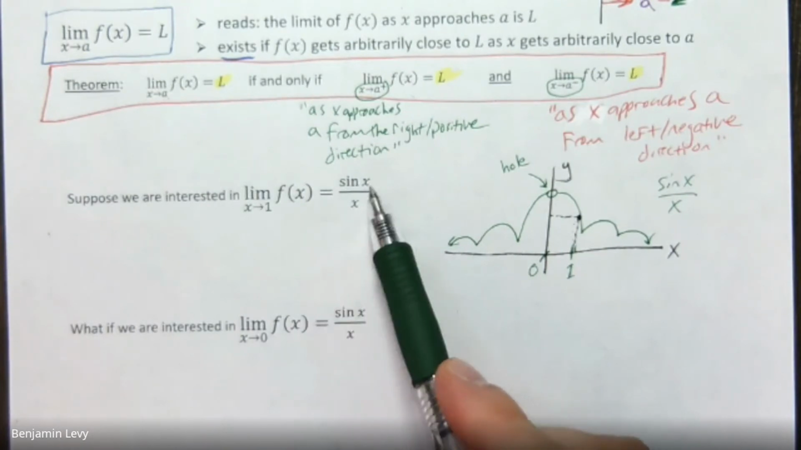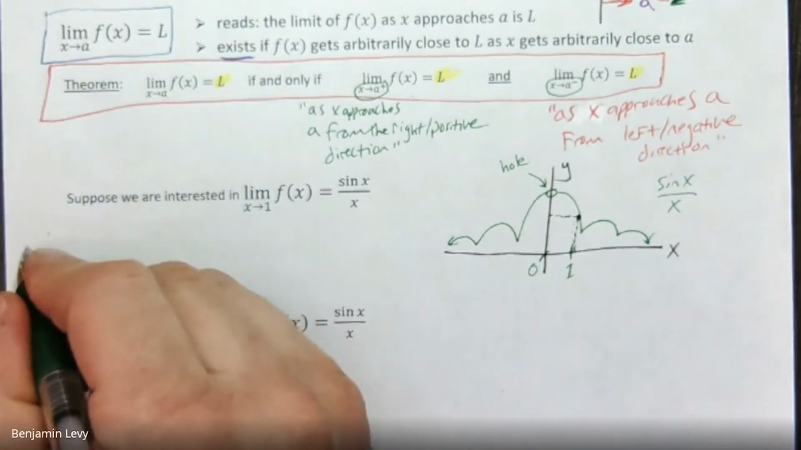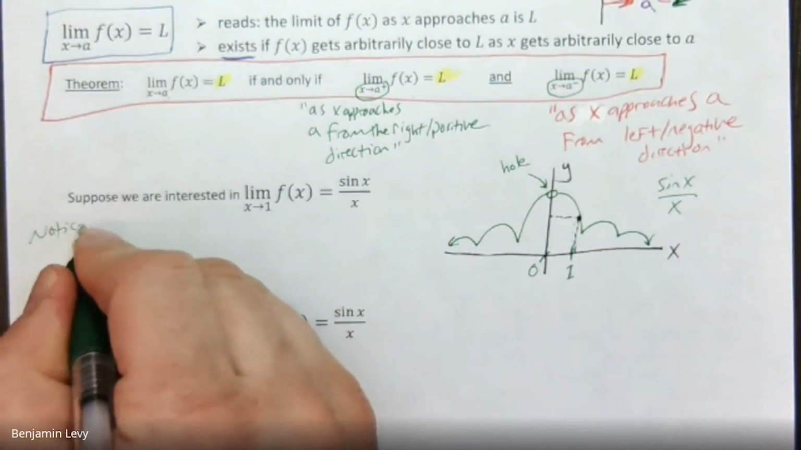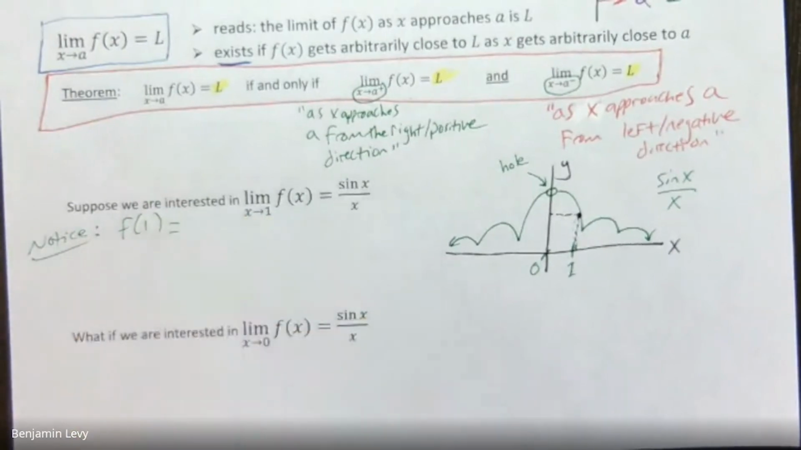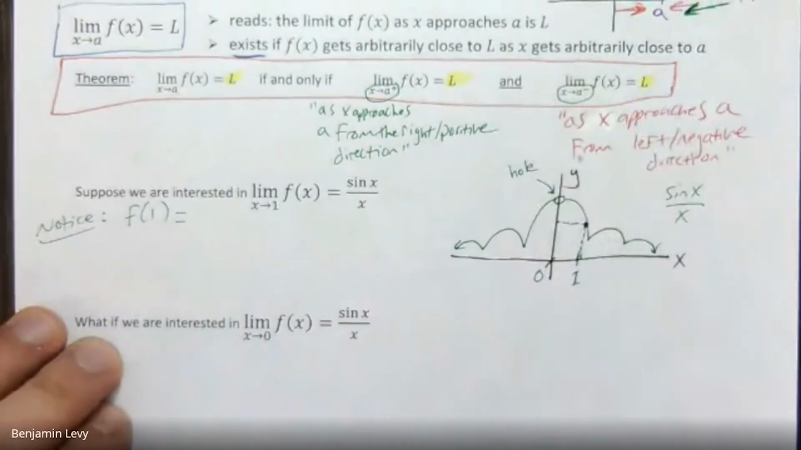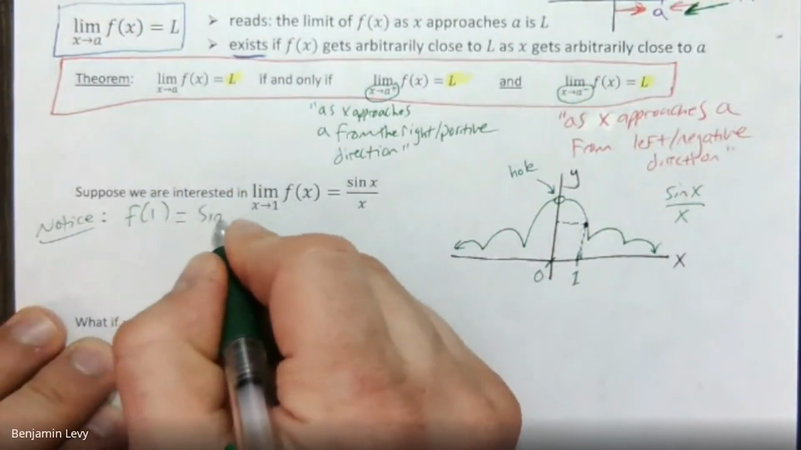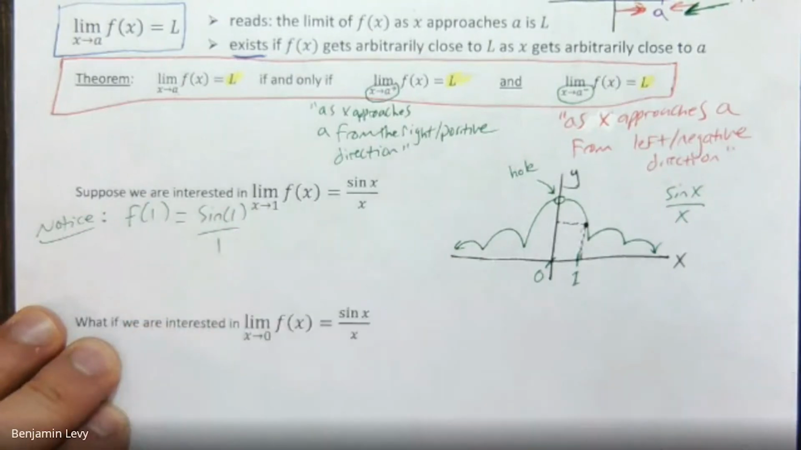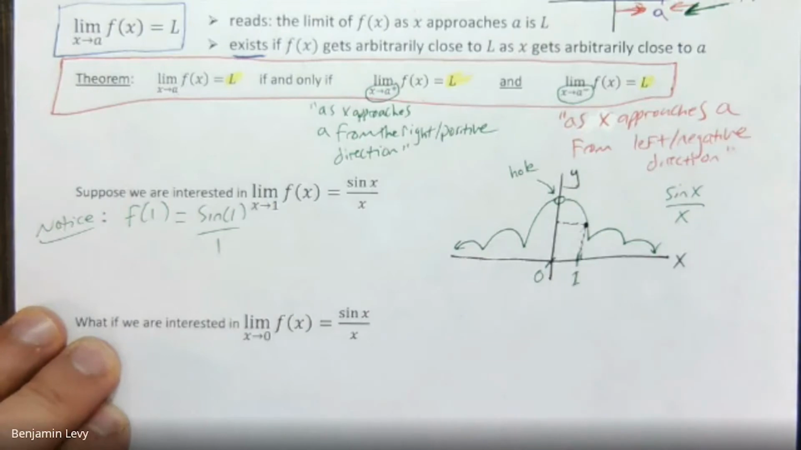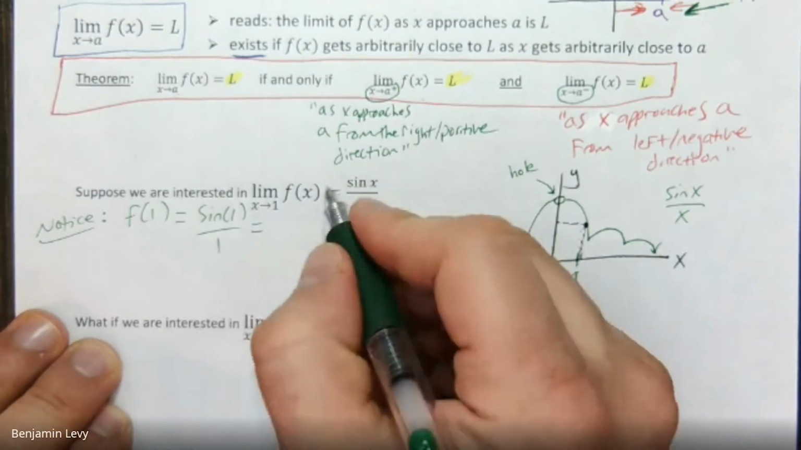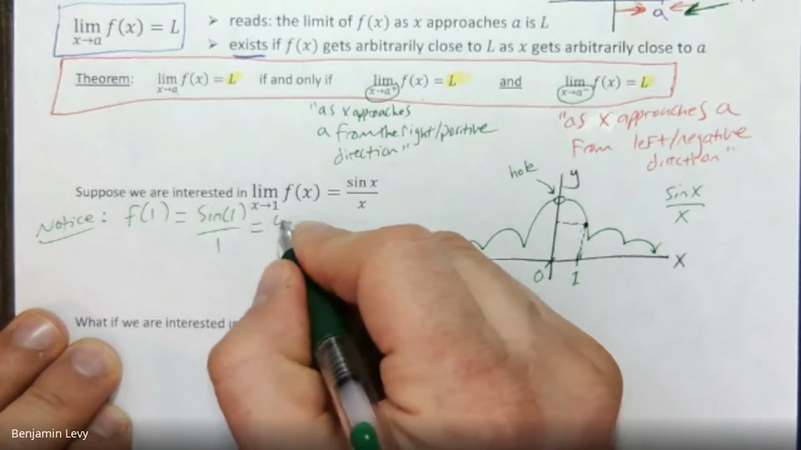And moreover, you can actually plug a 1 right into the function and get a value out, right? So if this is our function, notice how if you just plug a 1 in, that's fine. You can do that, right? You would just do sine of 1 over 1. Sine of 1 is a value. If you're coming from my pre-calc class, it's not one of the ones we know off the top of our head, but we could use a calculator and get that value. It turns out it's 0.841.